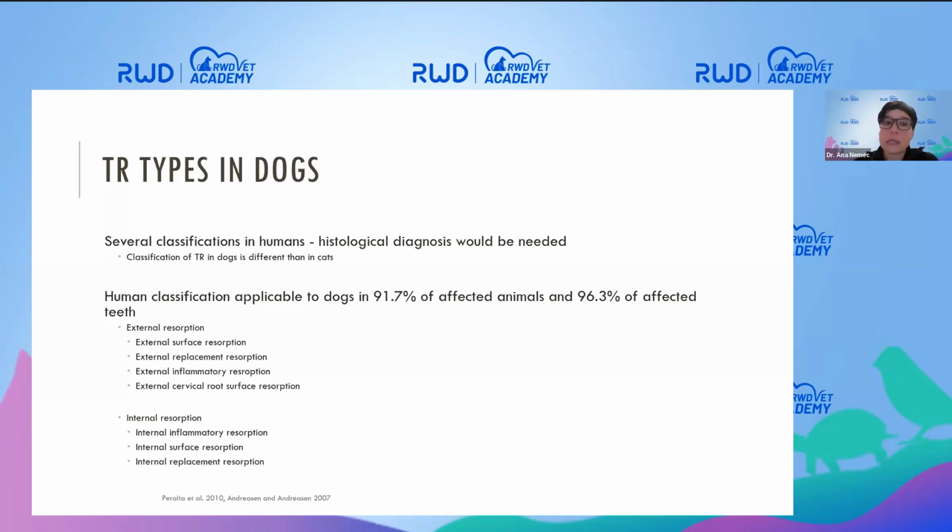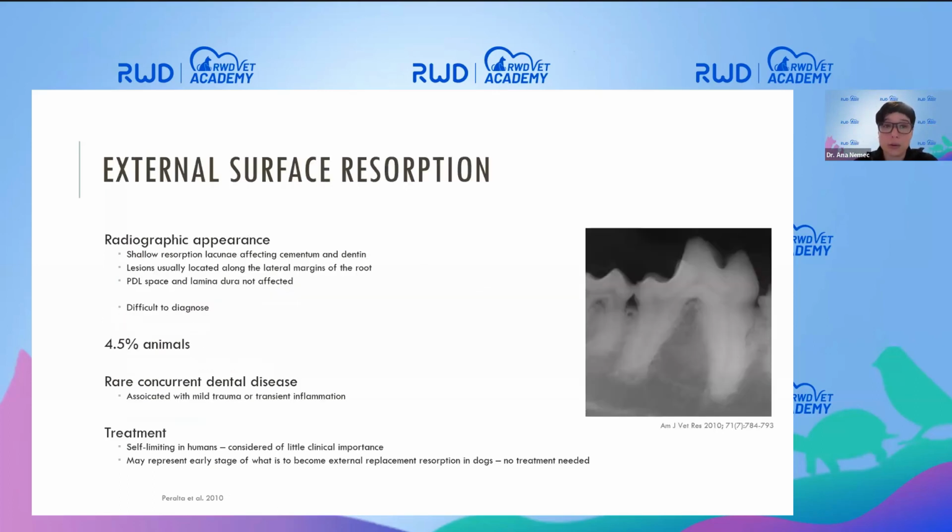So what are these classes, or what are the types in dogs? The first type is external surface resorption. We can't see this lesion clinically. It's something that we will note on radiographs. On the radiograph, what we will see is this kind of indentation in the root, and the defect is filled in with bone, and there is still periodontal ligament space visible. So this would be external surface resorption.